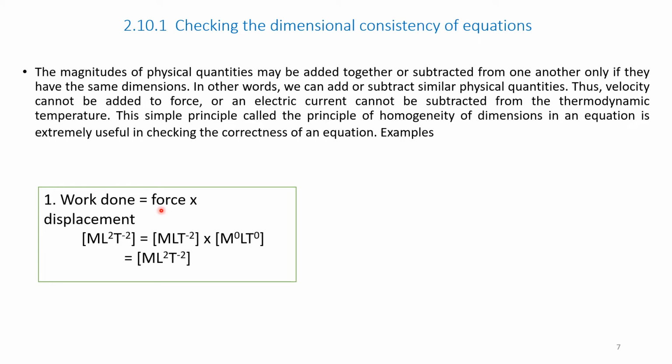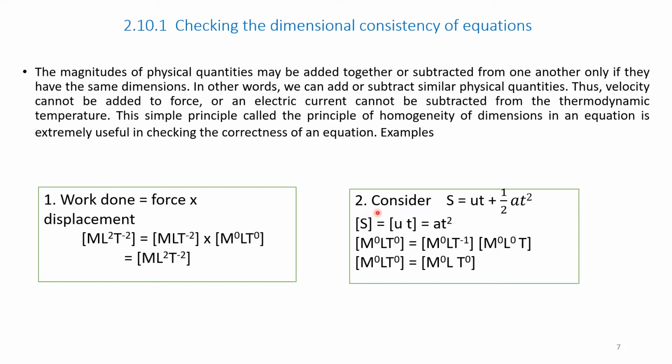Work done, we know, is equal to force into displacement. Dimensions of work done are ML²T⁻². Force is MLT⁻² and displacement is length only, so M⁰, L¹, T⁰. Therefore, simplifying, we get M plus M⁰ is M, L plus L is L², T to the power of minus 2 plus T⁰ is T to the power of minus 2. Hence, left hand side is equal to right hand side. Thus, the dimensional consistency is verified.